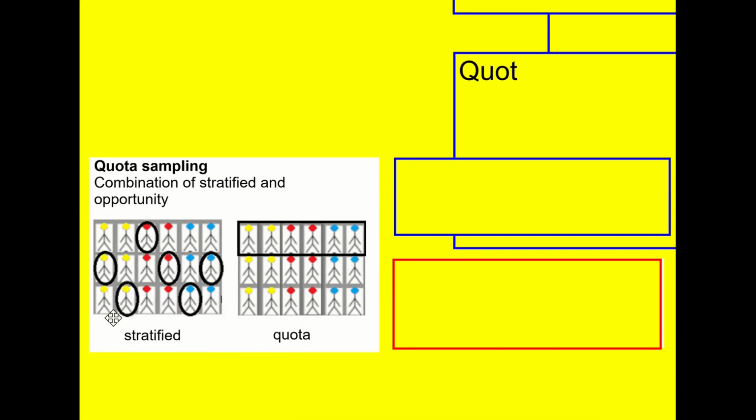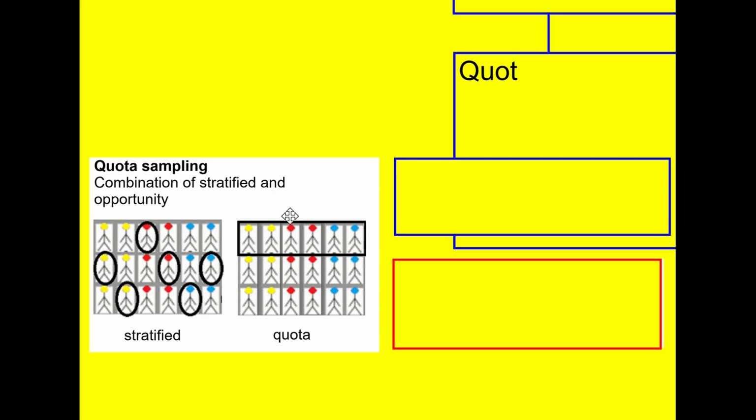On the left, we split it into people with yellow heads, red heads, and blue heads, and then we've done a simple random sample to get our sample of 6 people. For quota, you just go straight to the nearest person with a yellow head, for example.